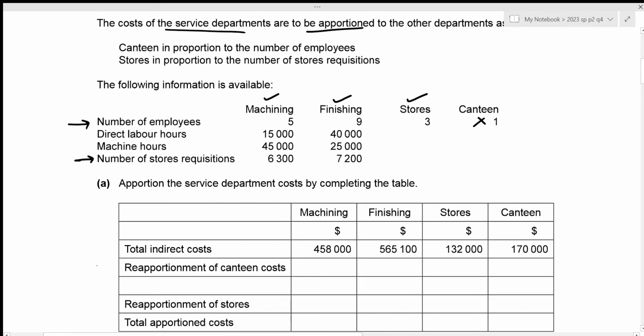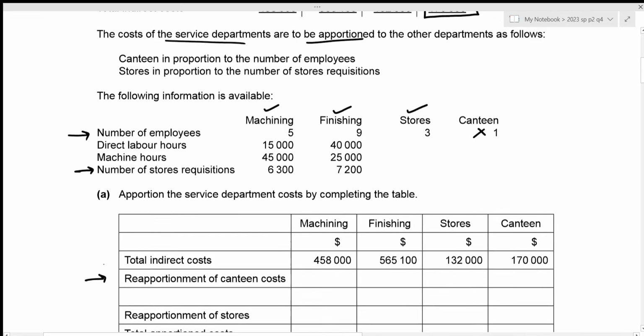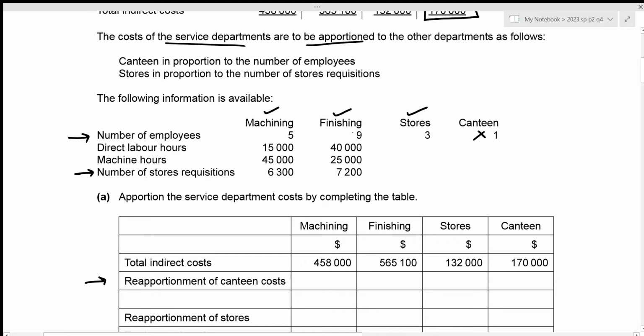The first one is reapportionment of canteen costs, which is to be done according to the proportion of number of employees. So let's figure out the total number of employees in machining, finishing, and stores department. That's going to be 5 plus 9 plus 3, which results in 17. Now we just need to divide this 170,000. For machining, that's going to be 170,000, which is the total indirect cost of canteen, and in our machining department we're going to get 5 out of the total of 17. So that's 170,000 times 5 by 17, which is 50,000.